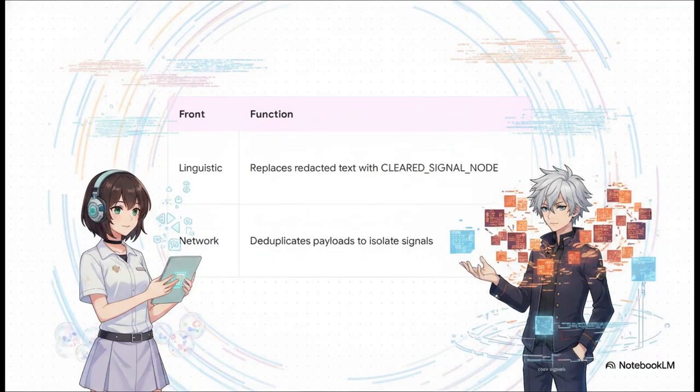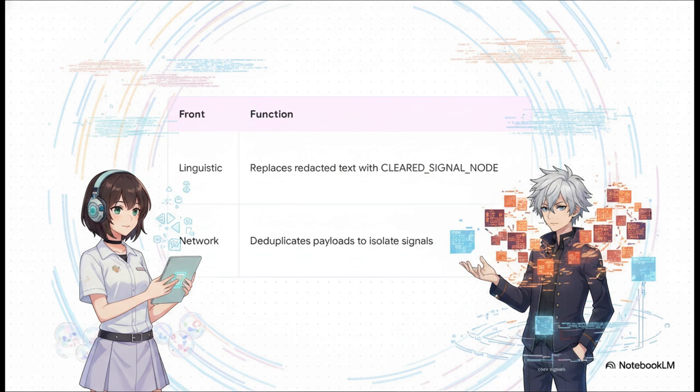Let's zoom in a bit closer on that normalization step, because it's fascinating. We have two distinct, non-blocking asynchronous analysis structures, which the system cleverly calls fronts. First up, the async linguistic front, which handles text. It simulates this incredibly tiny micro-latency of 0.001 seconds. Its whole job is to completely scrub the linguistic data by replacing any redacted text with a clear, strictly standardized tag, cleared_signal_node. By doing this, it's deliberately stripping out any obscured bias.